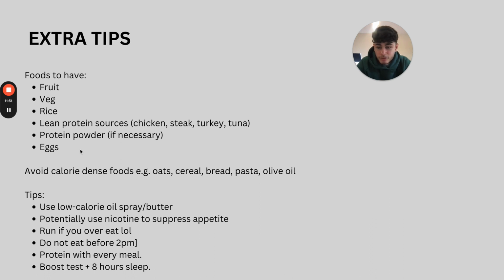I don't really differ from any of that. I wouldn't be having stuff like oats or cereal just because it's a lot of calories and you're not getting much out of it. Like I said, we need protein with every meal. So these are kind of the best foods I'd recommend. Avoid those calorie-dense foods. Olive oil is a big no-no because, like we said, 120 calories per spoon, no good.